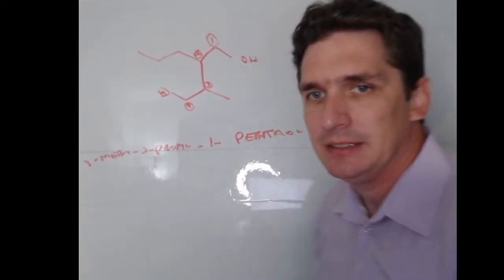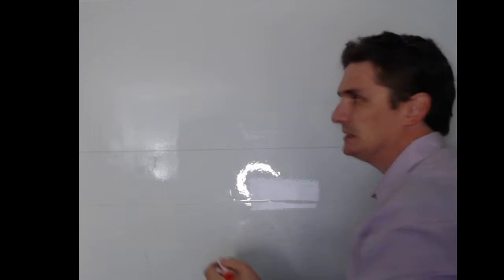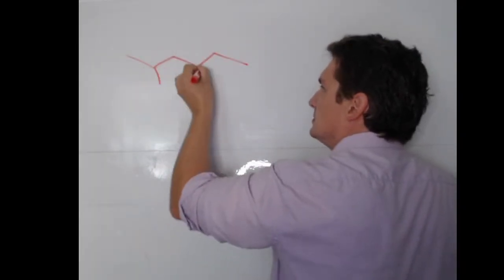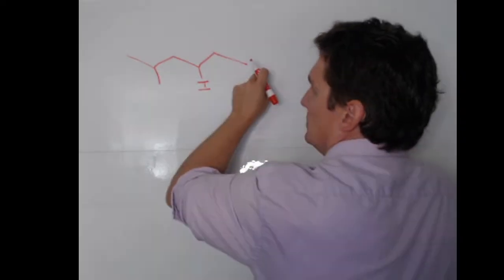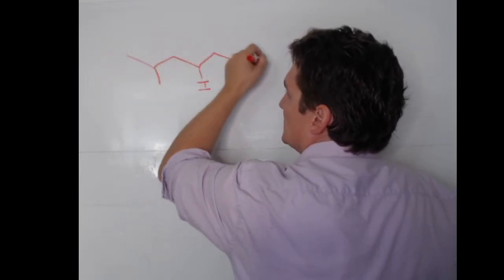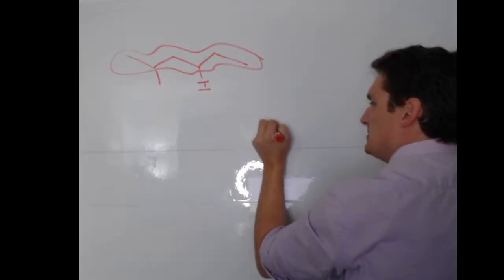Branched alkyl halides. What you're looking for is the longest chain. So we have 1, 2, 3, 4, 5, 6, or 1, 2, 3, 4, 5, 6. Doesn't really change anything. And so this is where your hexane comes from.